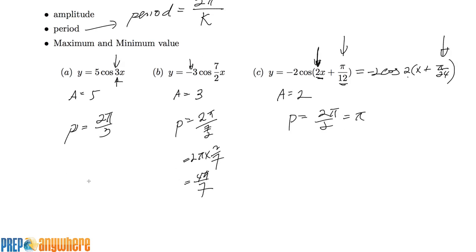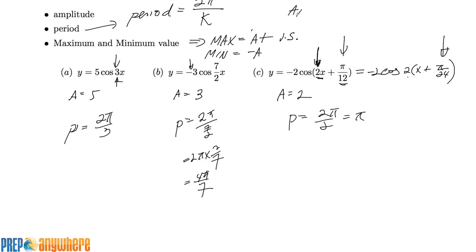Lastly, the maximum value. Maximum value is always equal to the amplitude, right, plus the vertical shift. Now all of these don't have a vertical shift. The minimum value is the minus of the amplitude. Okay, actually I should say, I'm assuming here the amplitude, you're taking the positive value for it.